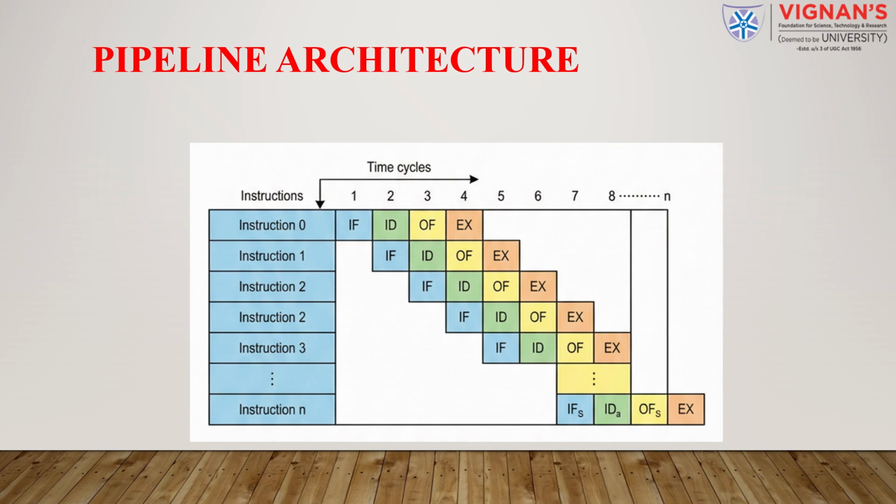Now, look at what happens in cycle 2. While instruction 0 is busy decoding, ID, the processor doesn't sit idle. Instead, it starts the IF, fetch stage for instruction 1. By cycle 4, the pipeline is full. We have 4 different instructions in 4 different stages simultaneously. Instruction 0 is in execution, EX. Instruction 1 is fetching operands, OF. Instruction 2 is decoding, ID. Instruction 3 is fetching, IF. This staircase pattern is the visual representation of throughput. Without pipelining, instruction 1 wouldn't even start until cycle 5.